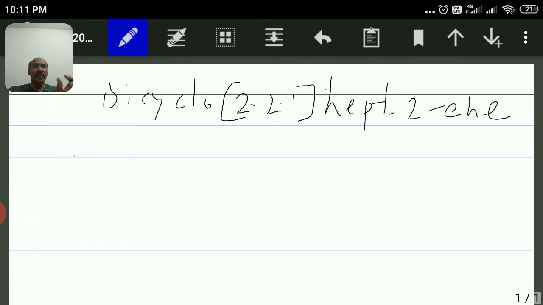In spiro, the name starts with the prefix spiro. For a fused ring compound, the name starts with the prefix bicyclo. For a bridged ring compound, the name also starts with the prefix bicyclo. But what is the difference then between a fused ring compound and a bridged ring compound? That is the value in the square brackets, that Z. For a fused ring compound, Z must be 0, and for a bridged ring compound, it may be 1, 2, like that. So here it is a bridged ring system.